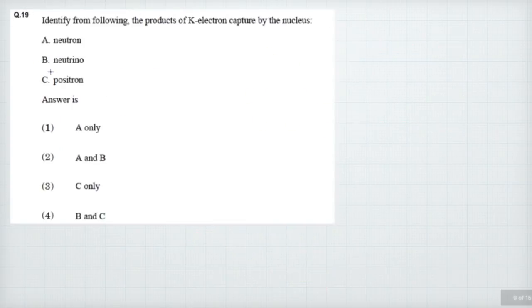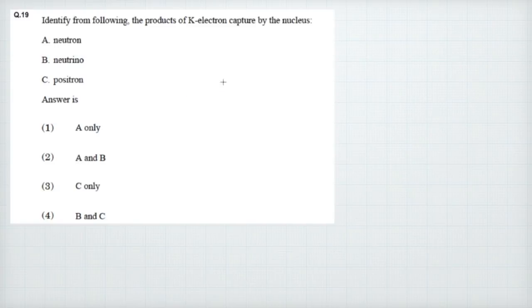Let's go to the next question then. This particular question was actually asked from nuclear chemistry, and it says identify the product of K electron capture by the nucleus. What does that mean? K electron capture means that in certain nuclei the proton of the nucleus absorbs or captures an electron from the K or L level. You know that there are different shells, like the K electron shell and the L electron shell. So in an electrically neutral atom, the inner atomic electrons from the K or L shell are being absorbed by the nucleus, and this process is called K electron capture.